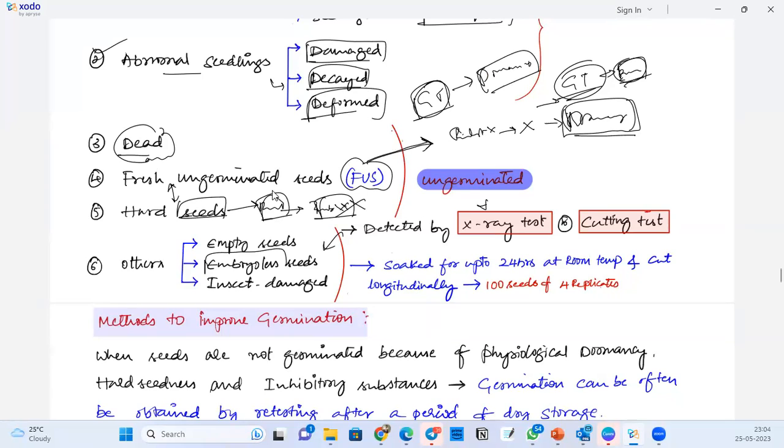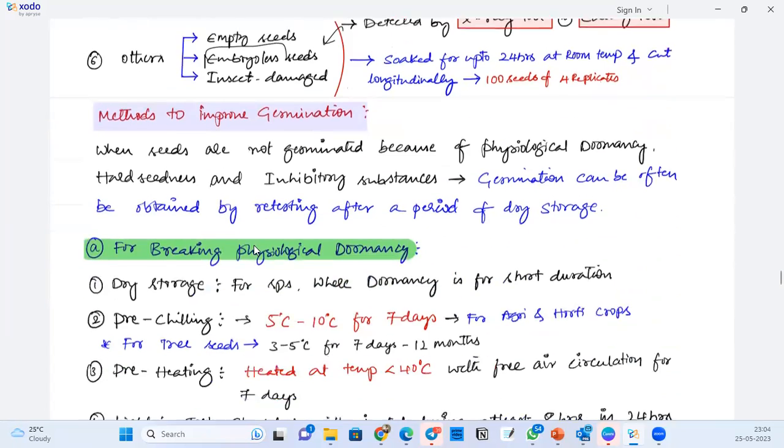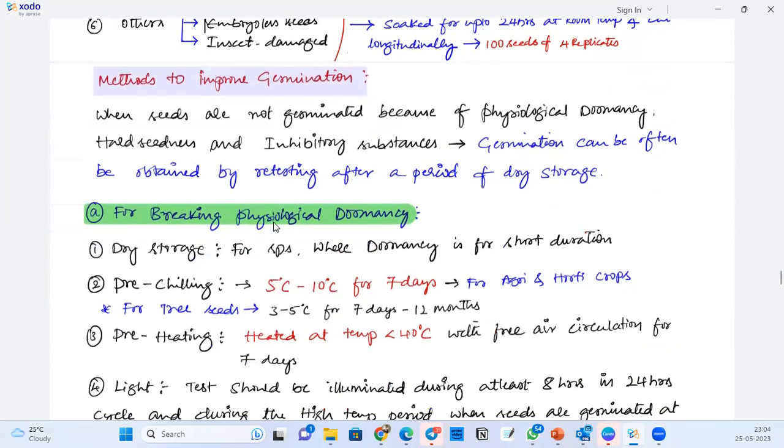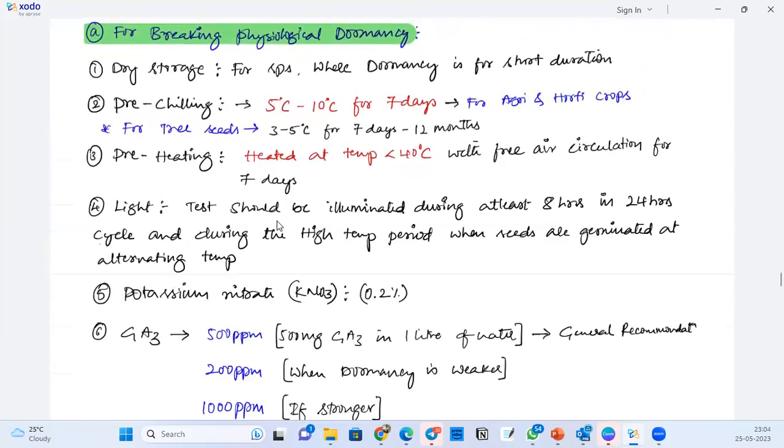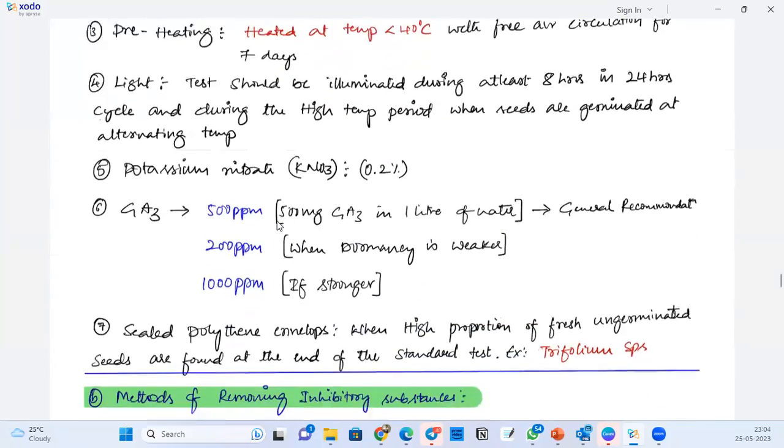This is the only option. So if you want to know whether the seeds are dormant or not, you just need to sow them and germinate them. Try to see whether they are germinating or not. Okay. So what are the different methods to improve germination? You can break the physiological dormancy by pre-chilling storage. Okay, these are fine. You can just go through it.